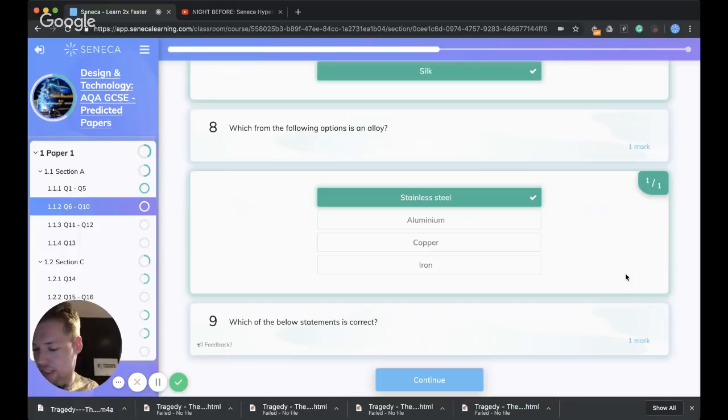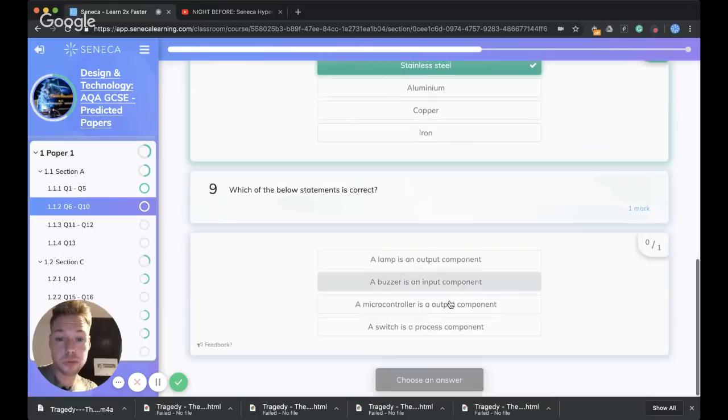Stainless steel is the alloy that we want. Other ones include bronze, nickels. Those are all alloys. Remember, an alloy is a mixture of metals. So which one of these statements is correct? Let me know.